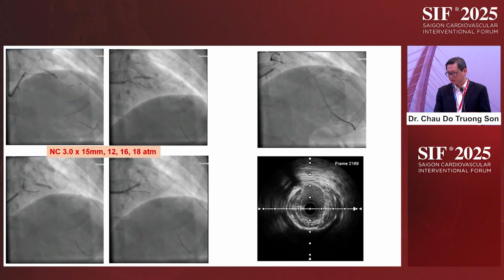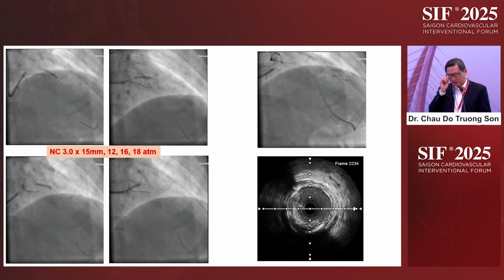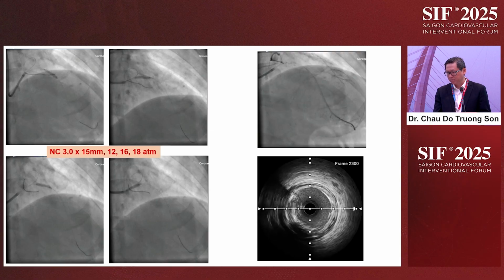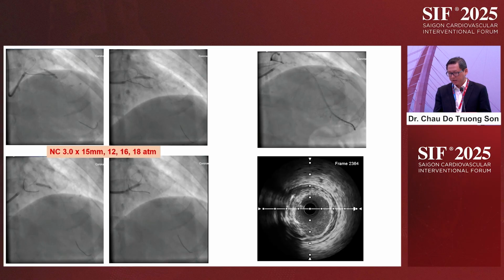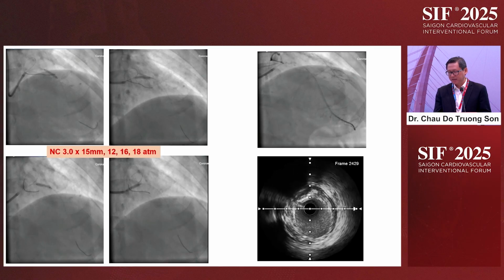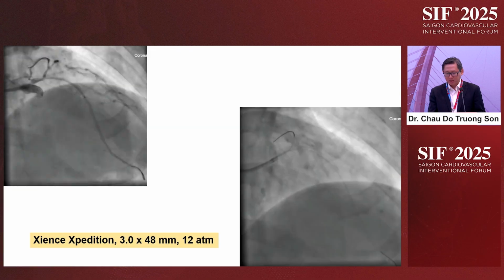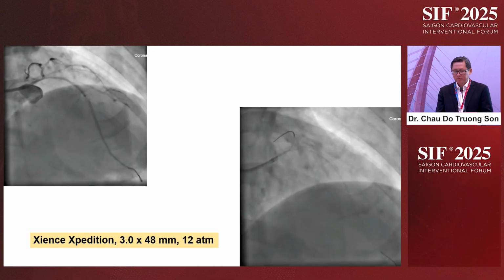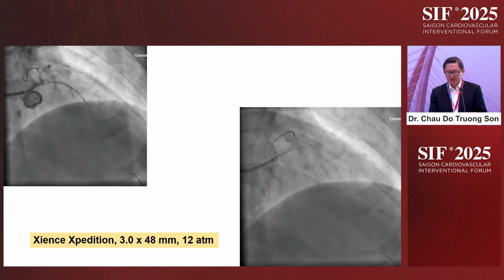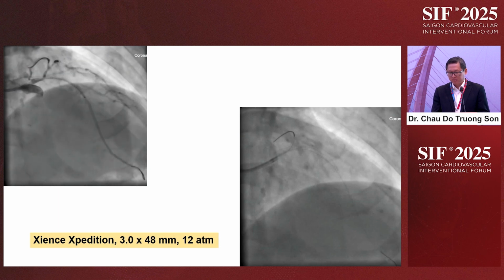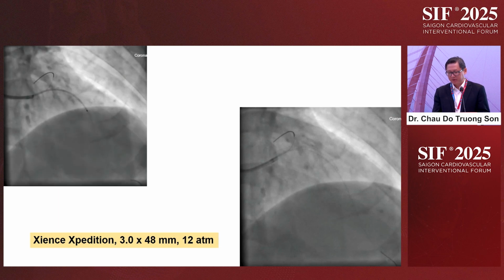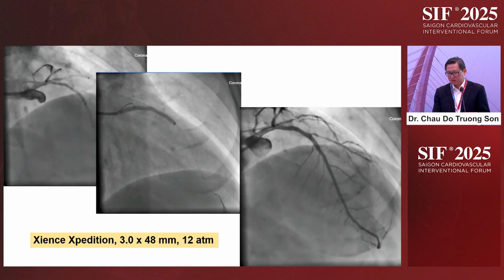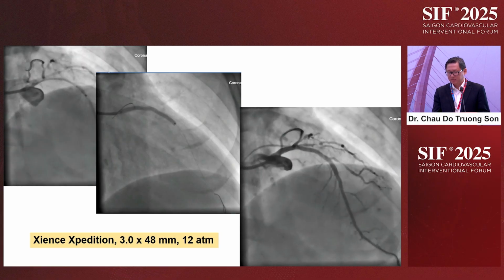It's not so severely calcified. So it's just a normal PCI, and we proceed with the stent. And we put a long stent, 3.0 by 48, from proximal left main to mid LAD. And this is the picture after stenting.